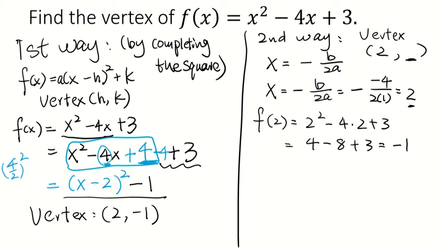See, here you get the same answer. So using the second way, you can find the vertex, which is also (2, negative 1).